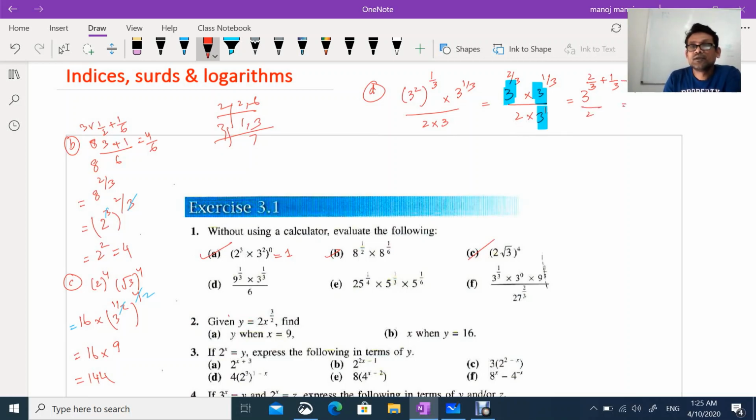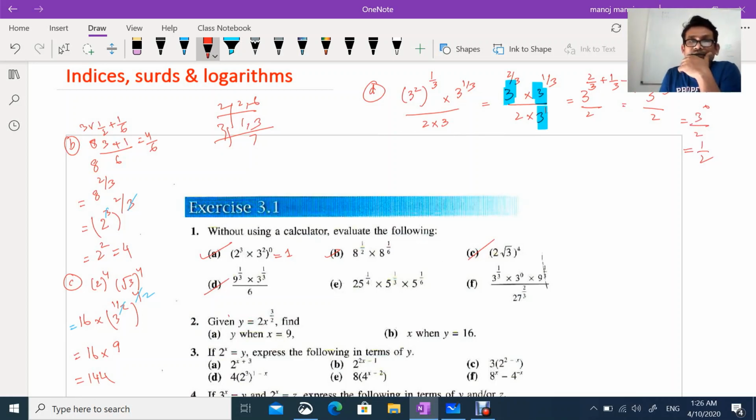We would need to use a calculator to add, but we are doing it without using a calculator. So we can write 3 ones. This is 2 plus 1, and this multiplied by 3 is 3. So 3 minus 3 is 0, and the denominator is 2. So we can write 3 power 0 upon 2, and anything having 0 power equals 1, so 1 upon 2 is your answer. Okay, we can move to the next part. Part D we have done.